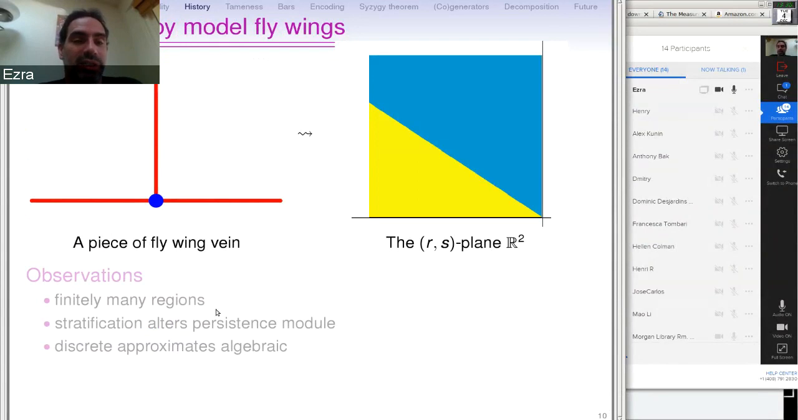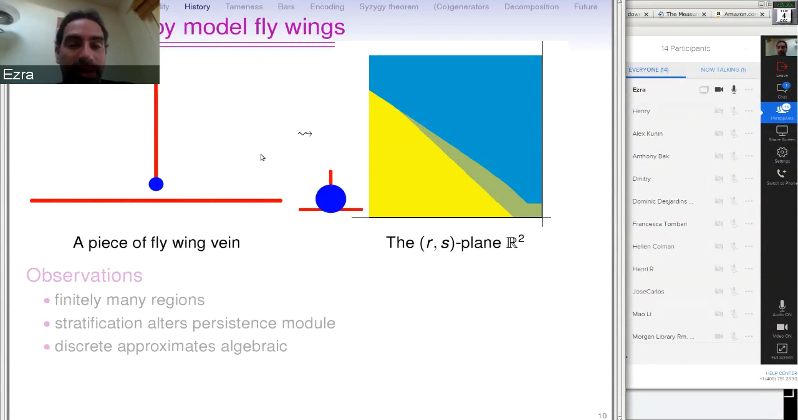So let's look at a toy model, the fly wings. So here's a piece of fly wing vein, and you should think of this not as a point and three lines, but as a disk and three sort of infinite rectangle rays. They're thick; they actually have thickness. And when you have this picture, there's either going to be three connected components or one connected component. In this picture, you end up either with, let's see now, what's this?